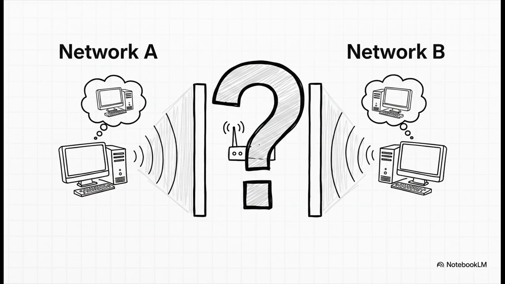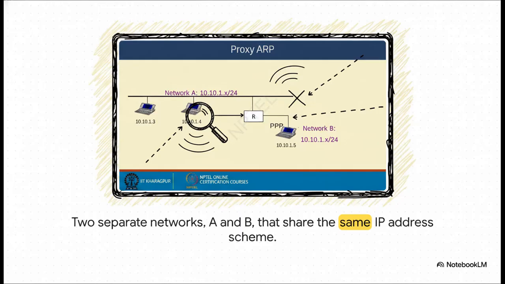What happens when a computer sends out that ARP broadcast, that shout, because it thinks it's looking for a local device, but the device it wants is actually on a totally separate network? Normally, that request would just go unanswered, and the connection would fail. And this diagram shows that exact scenario perfectly. We've got network A on one side and network B on the other. Now, notice the important part.